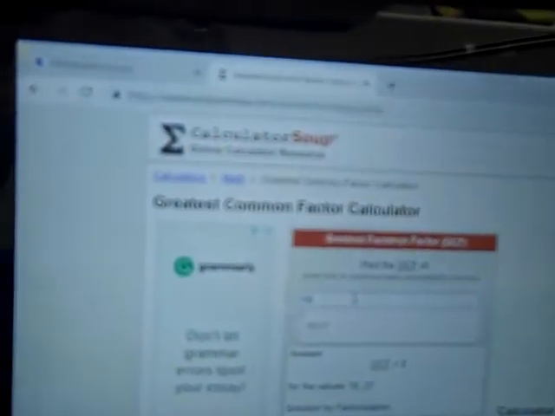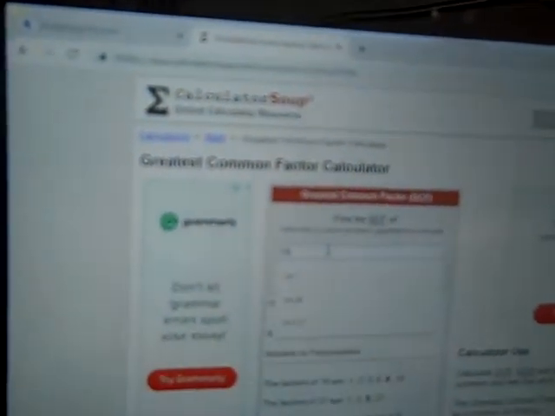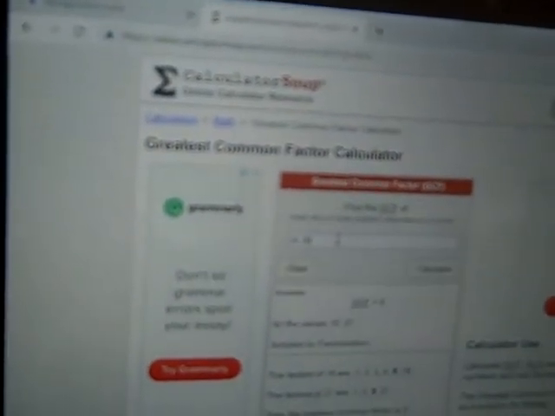Okay, 14 and 16. So I go back to the screen and I go 14, comma, 16. Hit calculate, and that's 2. Okay, so the GCF here is 2. So now go divide each of these by 2, and it's 7 and 8. When Miss Patton made you guys reduce fractions, that's really what she's doing. She's dividing them by their greatest common factor.